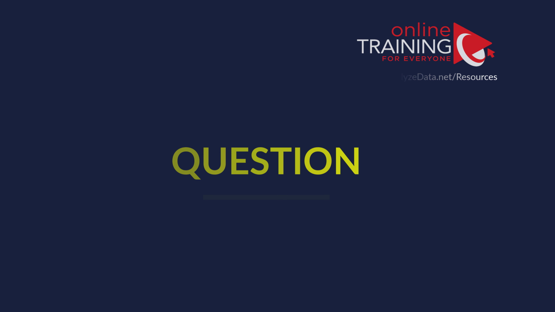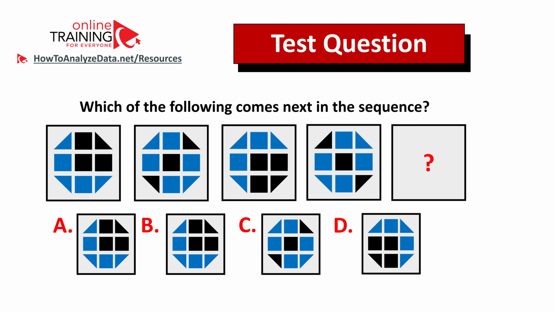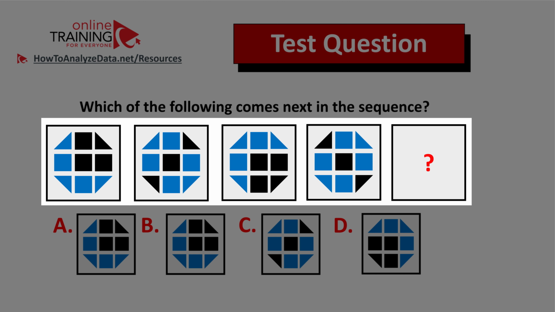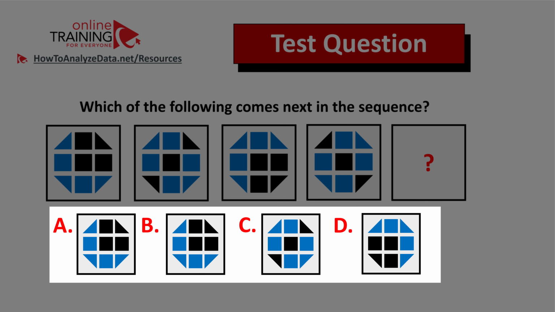Let me share with you a tricky question from the real test. Somehow, though, I have confidence that you will figure out the answer, especially if you closely look for patterns. Here's the question. Which of the following comes next in the sequence? You're presented with the sequence of 4 squares, and the fifth one is missing. And obviously, there are 4 possible choices. Choices A, B, C, and D.